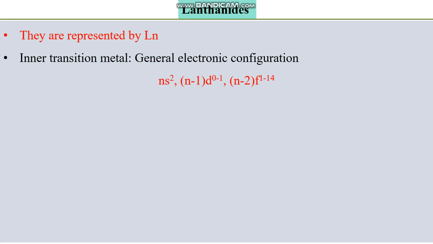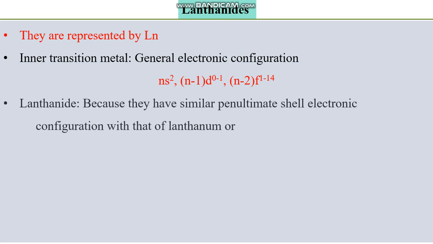Generally, they are represented by the electronic configuration as given on the screen. The ns orbital can accommodate a maximum of 2 electrons, the (n-1)d can accommodate a maximum of 1 electron, and there should be 1 to 14 electrons in the (n-2)f orbital.